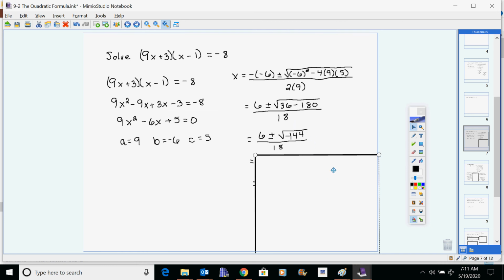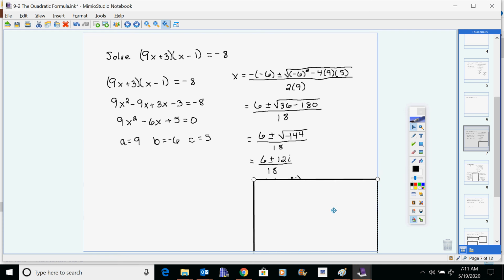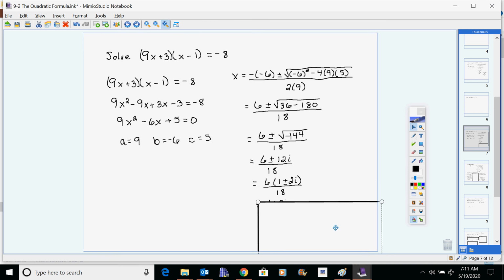Here we have a negative, so it is possible to get an imaginary in there to get a complex number. 6 plus or minus 12i. Now in this case, we can factor out a 6 and get 1 plus or minus 2i over 3. Because the 6 and the 18 can cancel out. 6 was a common factor in those. Okay? So reminding you about imaginary numbers and factoring and canceling out as needed.